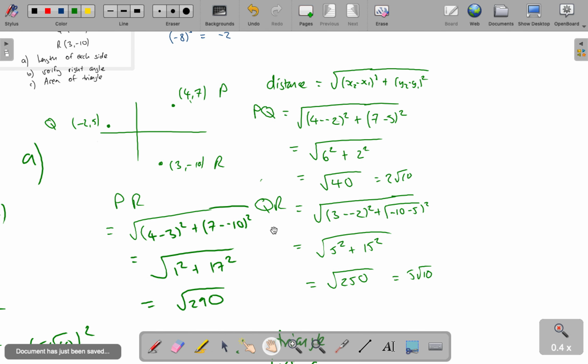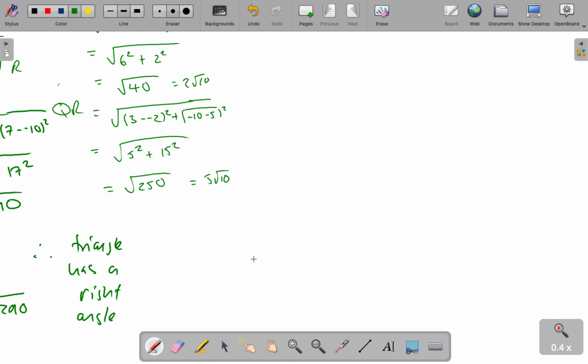And then the final one that we've got is the area of the triangle. So the area of a triangle for a right angled triangle is as follows. Again, we'll redraw it as not exactly the same as in the coordinates, but we don't need to, because we're just going to prove an area. So here we can represent the triangle like this, with sides 2 root 10, 5 root 10, and root 290.